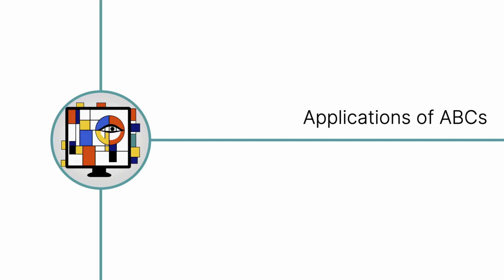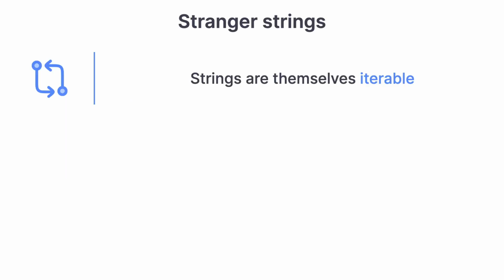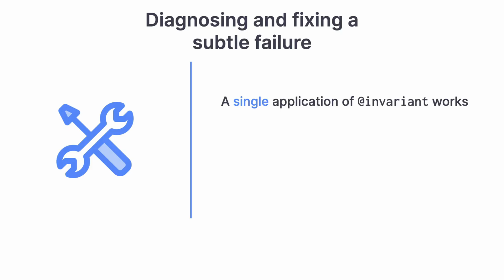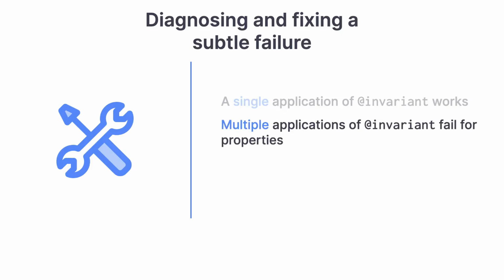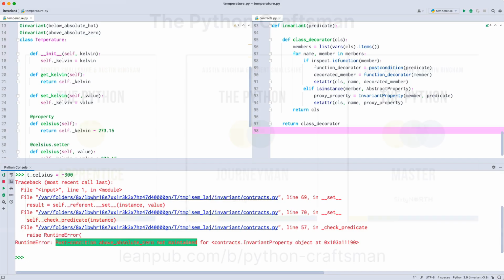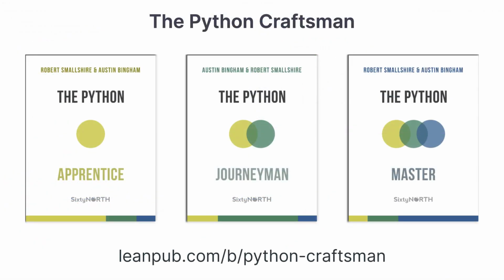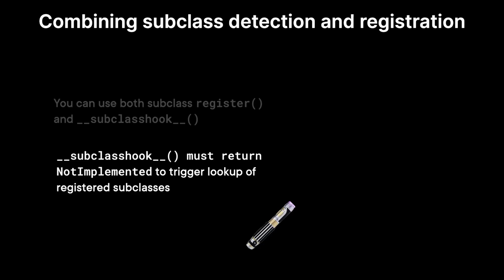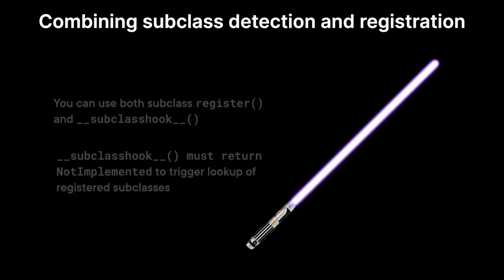Finally, we get hands-on with real-world use cases for ABCs. From solving Python peculiarities to diagnosing subtle failures, this practical part of the course equips you to tackle complex challenges with confidence. Whether you're a seasoned developer or just stepping into object-oriented design, this course is your ticket to mastering one of Python's most powerful tools.